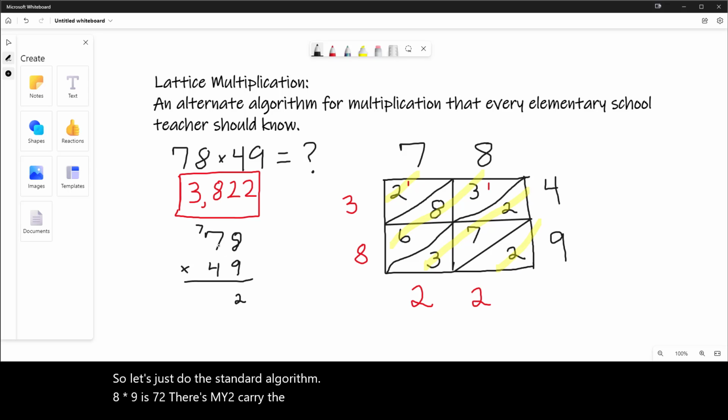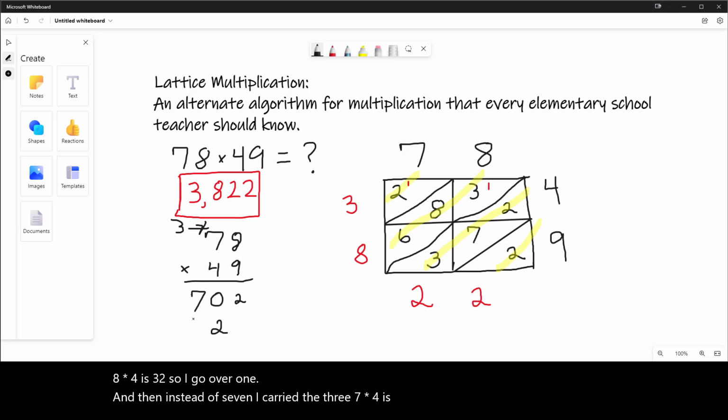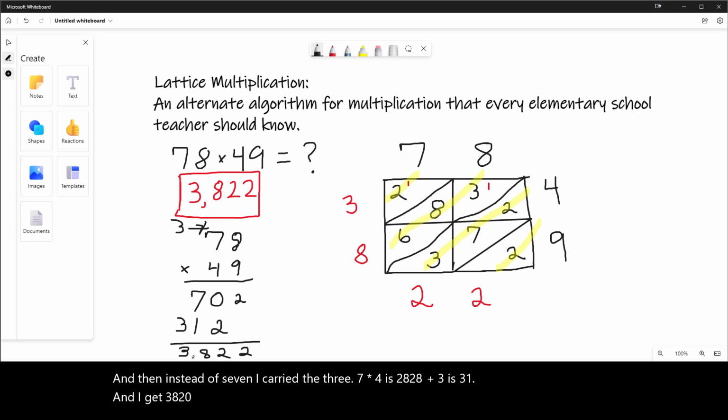7 times 9 is 63. 63 plus 7 is 70. 8 times 4 is 32, so I go over 1. And then instead of 7, I carry the 3. 7 times 4 is 28. 28 plus 3 is 31. Adding, I get 3,822. So the standard algorithm is quicker.